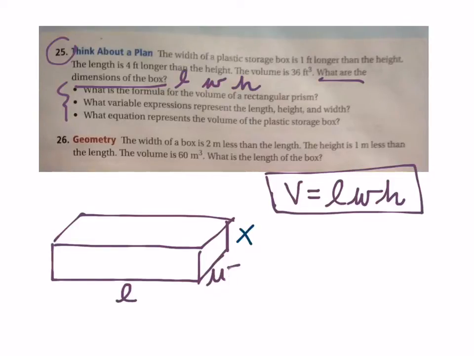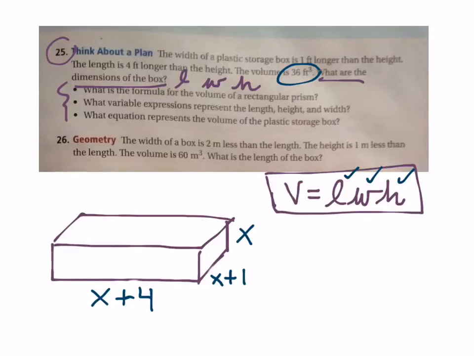Okay, and then I'm going to write the other two dimensions in terms of that height. So the width is 1 foot longer than the height, so the width is x plus 1. Okay, and then the length is 4 feet longer than the height, so x plus 4. All right, so I know length, width, and height, and for volume we're actually given the number, so that's what I'm going to plug in for volume.